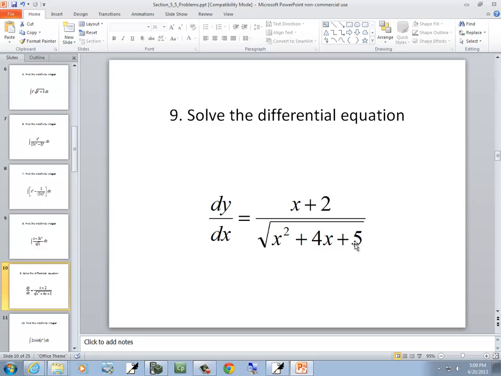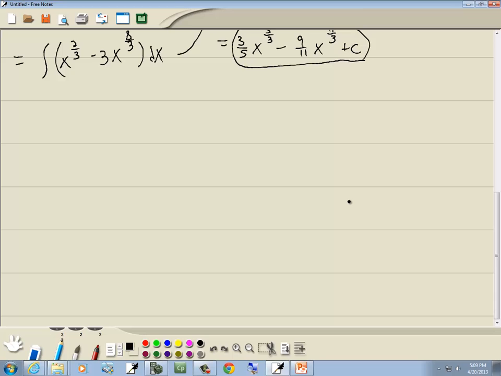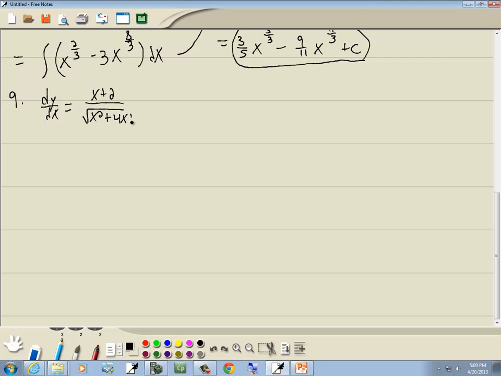Now in this one, we want to solve the differential equation. So we're given dy dx is equal to x plus 2 over the square root of x squared plus 4x plus 5. Well, to go backwards, to find y, we're going to take the integral of dy dx. That's how you solve that differential equation.